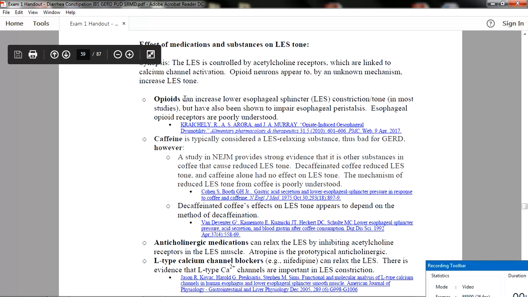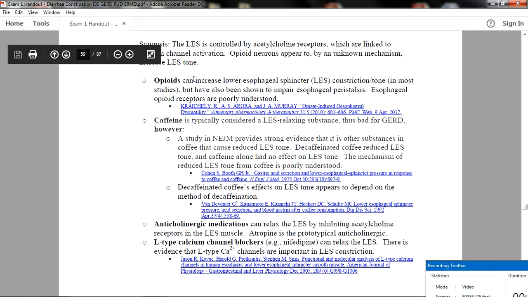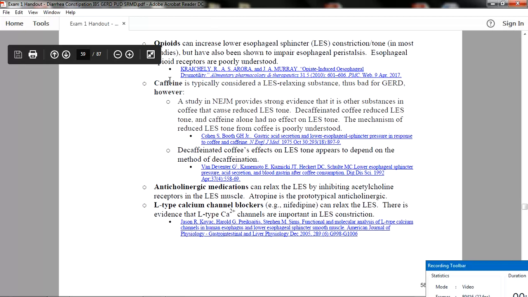So we know opioids increase lower esophageal sphincter tone, and they also increase anal sphincter tone, while they reduce bowel motility. They also impair esophageal peristalsis, similar to the intestines, reducing peristalsis. It's poorly understood, so I don't want to talk much more about that, but we know that in some cases it can help.